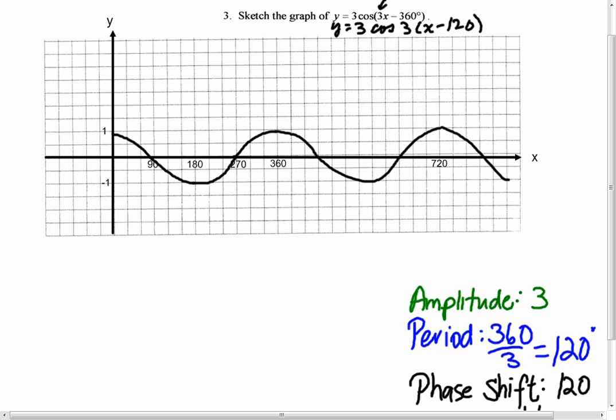It's just easier if you don't breathe. There we are. Backwards. And there we are. Y equals cos x.